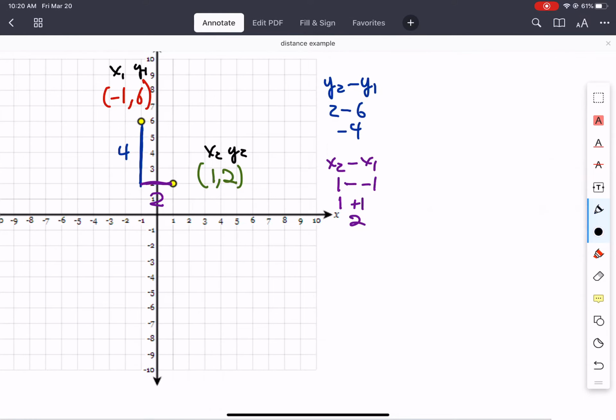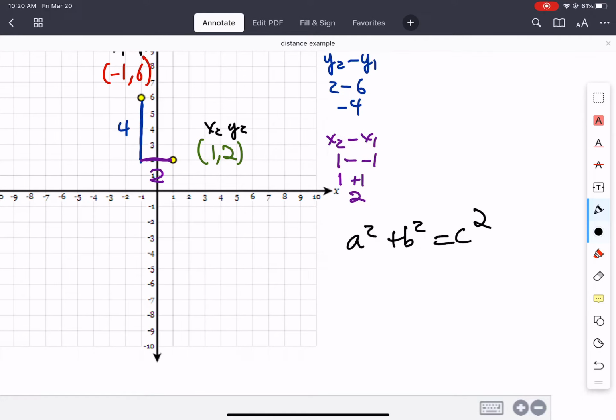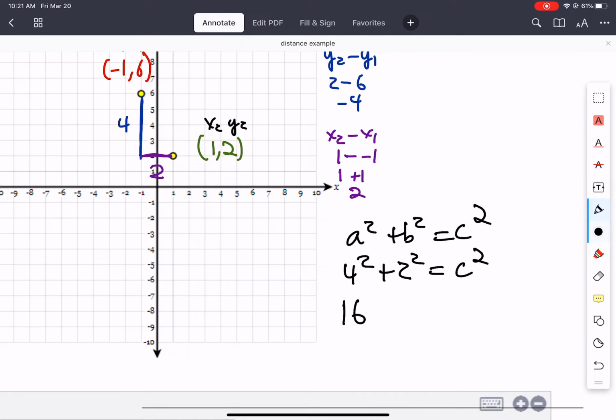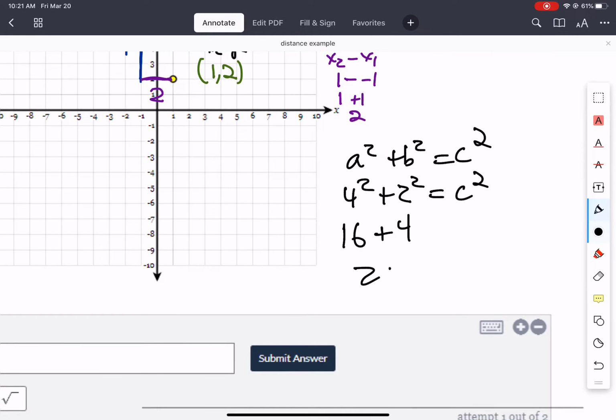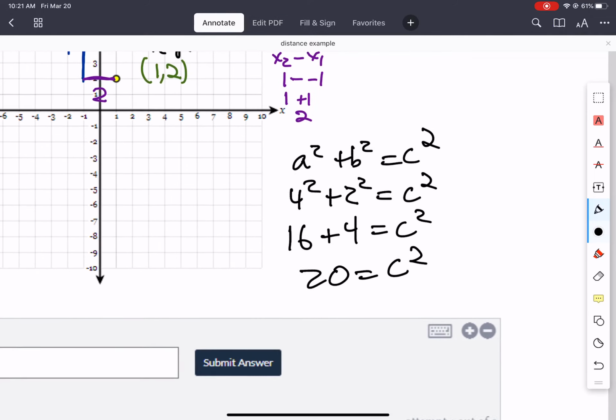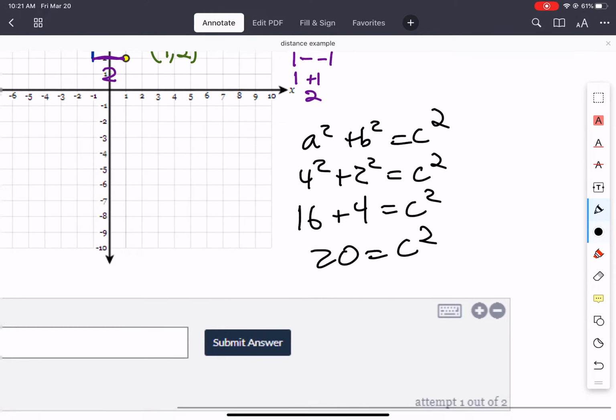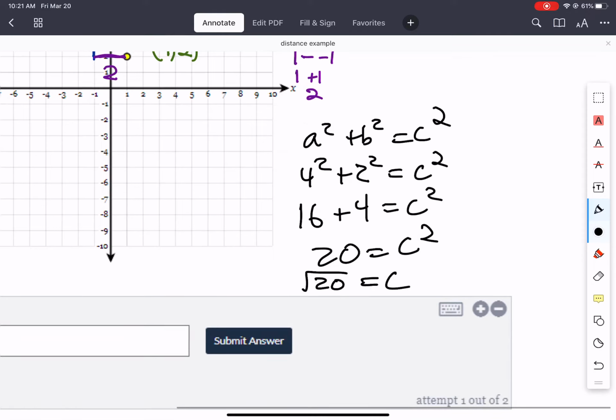Now, I can plug a squared plus b squared equals c squared in, and then I can solve for my distance, which is c. So we're going to do 4 squared plus 2 squared equals c squared. Order of operations says I need to square before I can add. Then I have 16 plus 4, which gives me 20. So if 20 is c times c, or c squared, then the square root of 20 equals c.